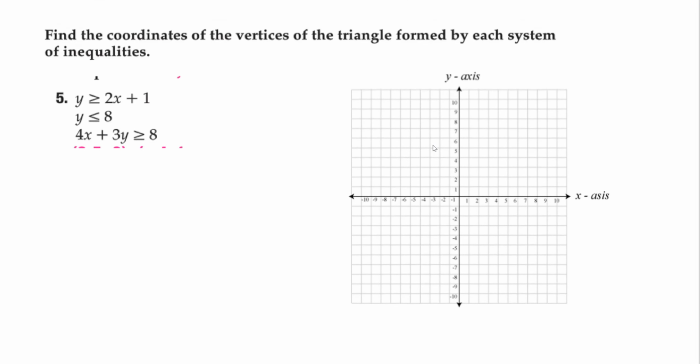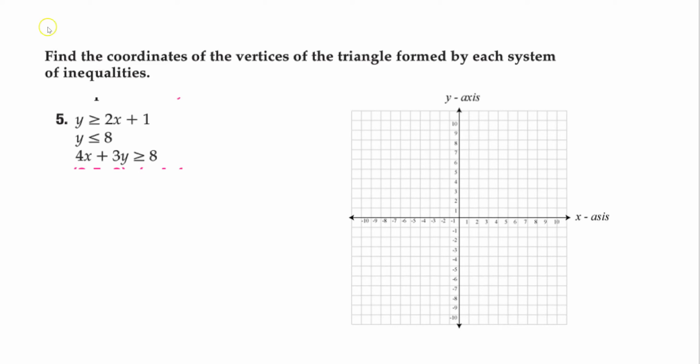Let's do a couple more. This time I'm going to add a little twist to it. Find the coordinates of the vertices of the triangle formed by each system. So we're going to have to find the points of the triangle once we draw this. So we'll start off the same way. Let's draw each one. I'm going to do different colors. So this one in blue.